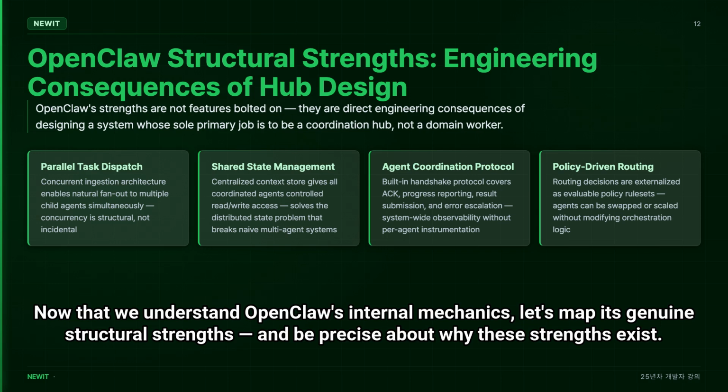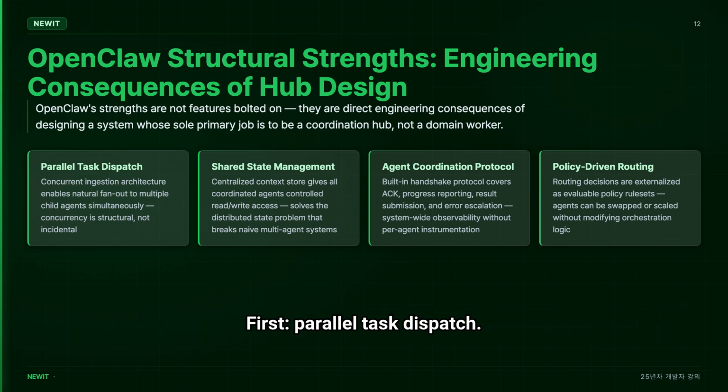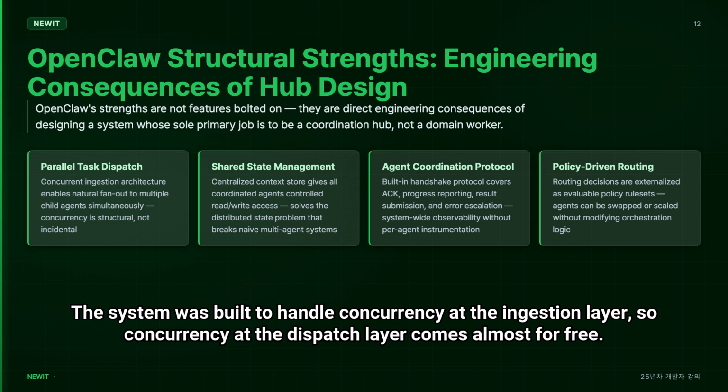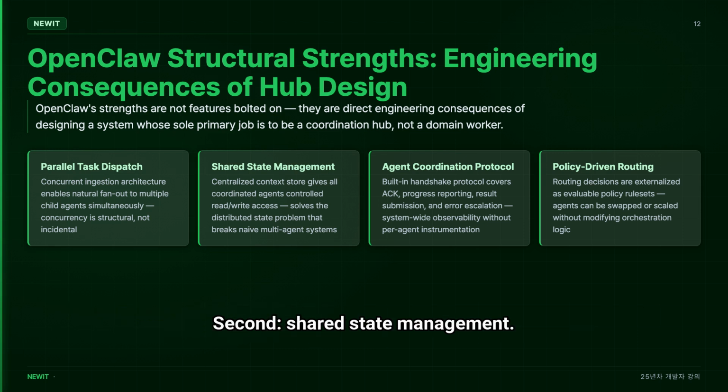Now that we understand OpenClaw's internal mechanics, let's map its genuine structural strengths and be precise about why these strengths exist. First, parallel task dispatch. Because OpenClaw's routing engine is stateful and its channel abstraction is already handling concurrent streams, fanning out tasks to multiple child agents simultaneously is not an add-on feature. It is a natural consequence of the architecture. The system was built to handle concurrency at the ingestion layer, so concurrency at the dispatch layer comes almost for free.